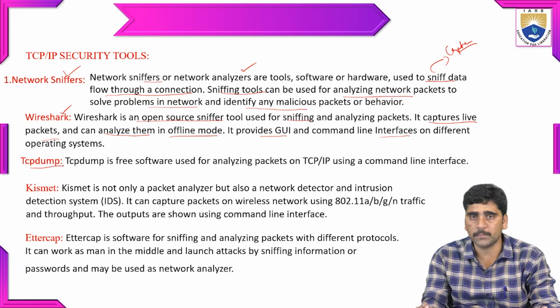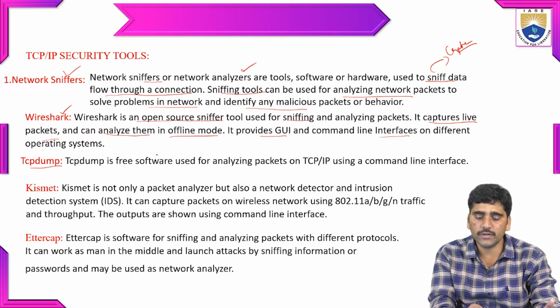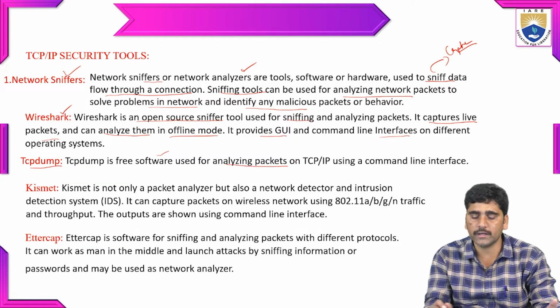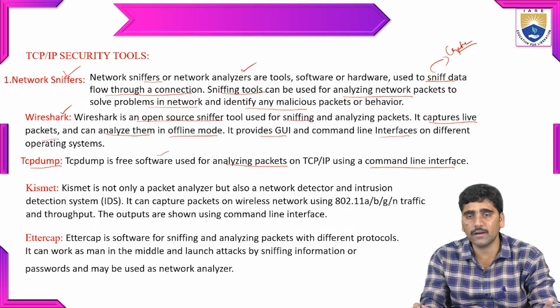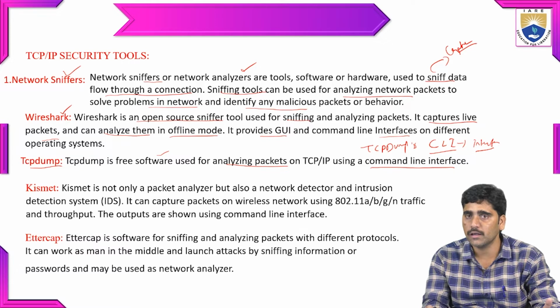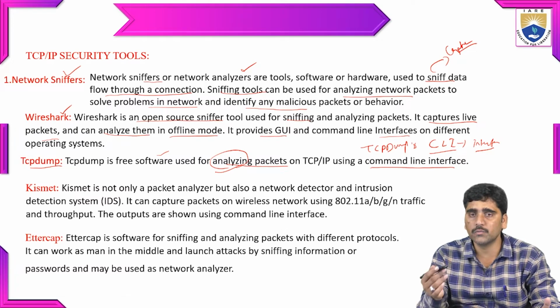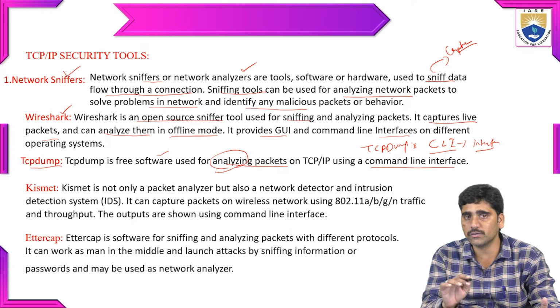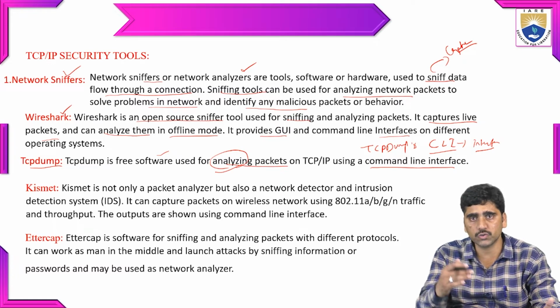And the second one is tcpdump. It is free software used for analyzing packets on TCP/IP using a command line interface. tcpdump is a CLI tool that operates on the Linux operating system and is used for analyzing packets, that is, which packet started first, which moved to the next, and the last packet. In this way you can analyze all the packets that move from source to destination.